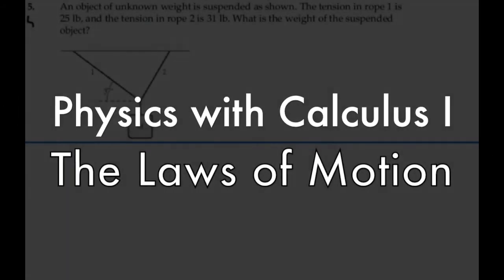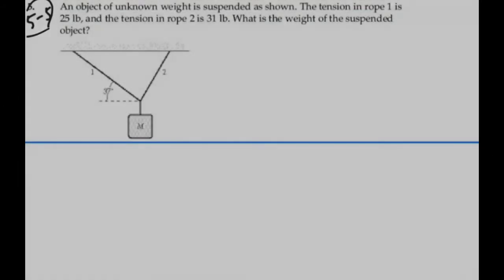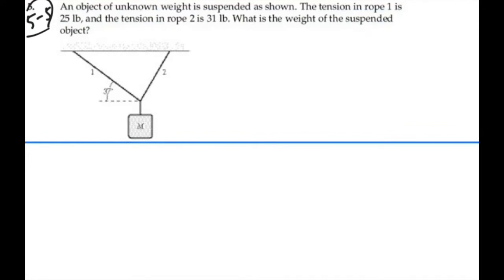Here's problem 5.5. An object of unknown weight is suspended as shown. The tension in rope 1 is 25 pounds, and the tension in rope 2 is 31 pounds. What is the weight of the suspended object? So in the British system, a unit of force is the pound.